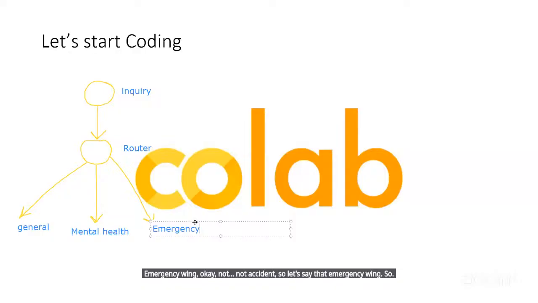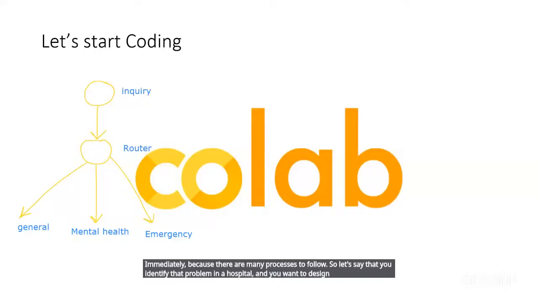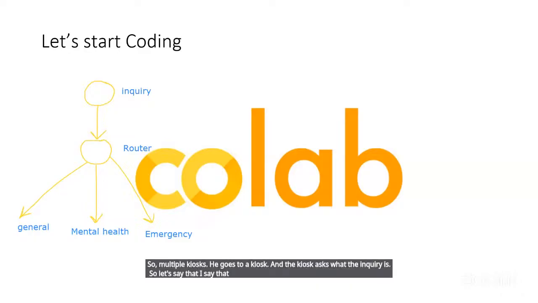So I'm designing an agent for a hospital where, let's say, there is a problem in the hospitals, right? A person doesn't get treatment immediately because there are many processes to follow. Let's say you identify that problem in a hospital and you want to design an agent that solves it. A person enters the hospital, and instead of a person sitting there, he has a kiosk, so multiple kiosks. He goes to a kiosk and the kiosk asks what the inquiry is. Let's say I say that I'm suffering from fever.